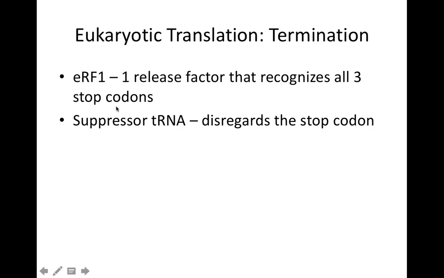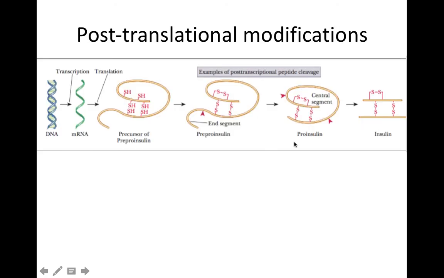Although, in eukaryotes, there is something known as the suppressor tRNA. When this tRNA binds to the ribosome or to the mRNA, it actually disregards the stop codon, meaning translation will continue on even if there is a stop codon already. There are certain cases where this is observed.